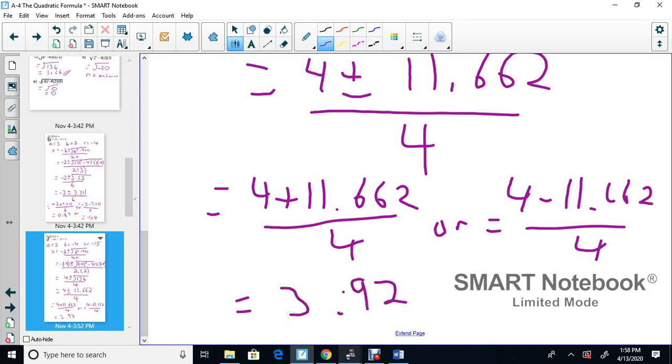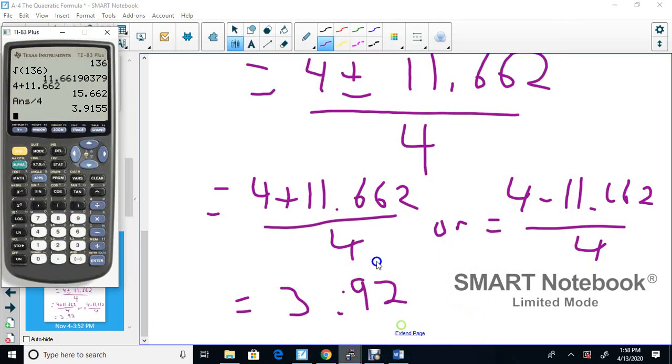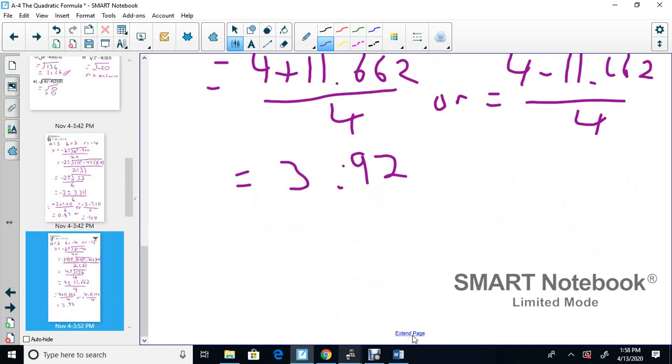3.92. Now I'll do the other side. With the bracket, sorry, I'll put a bracket. I'll do it all in one step. 4 minus 11.662. I'll close the bracket and I divide it by 4. And I get negative 1.92 rounded. So I've got my two answers here. Okay, let's move on to the next one.